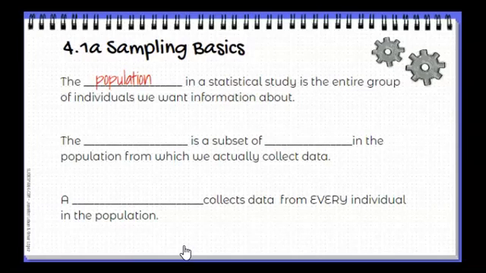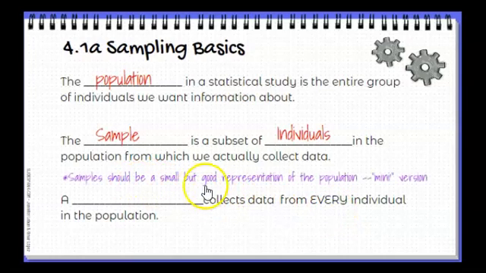Now, it's not always feasible to get to every member of the population, so we have to take a sample, which is just a subset of individuals in that population from which we collect the data. The sample should be small, but a good representation of the population. Like, it has to be a mini version. It has to be unbiased. It has to be representative of the whole population to be a good sample. And that's a lot about what we're going to talk about in this section.